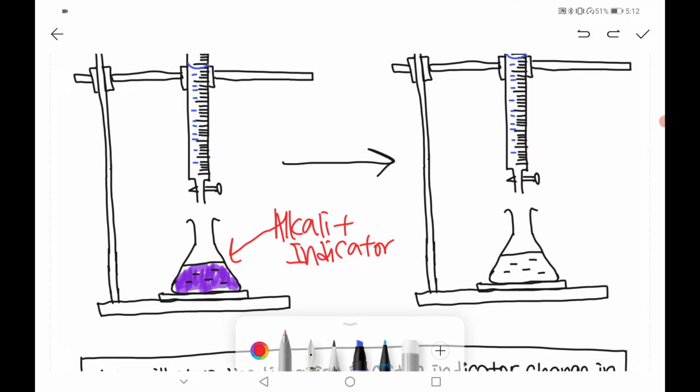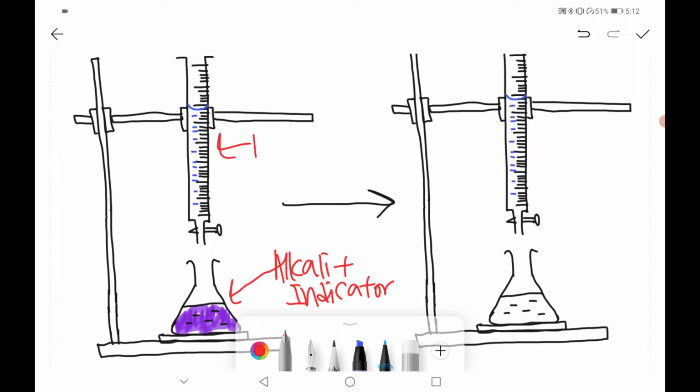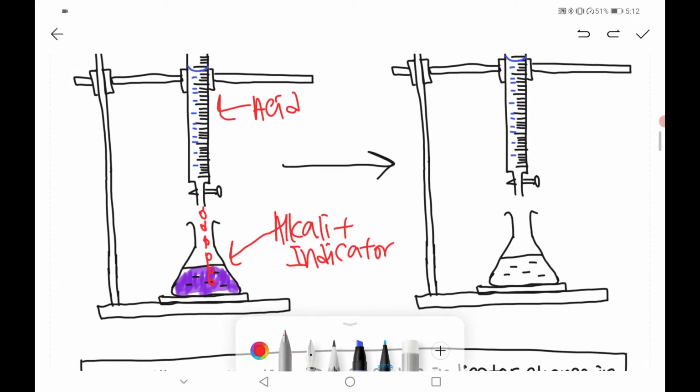Okay, just assume this color is purple. And this is acid. So when you open the tap here, the acid will go in slowly. Acid will go in slowly into the conical flask.